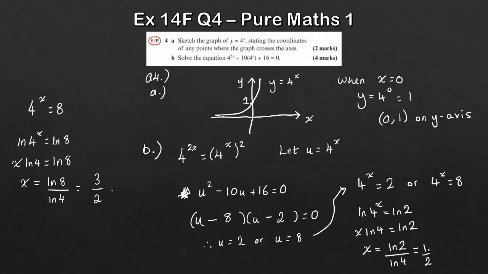Okay, and there you have it. So that's both your solutions there. So x equals 3 over 2, and x equals a half there. Okay, both our solutions for that question.